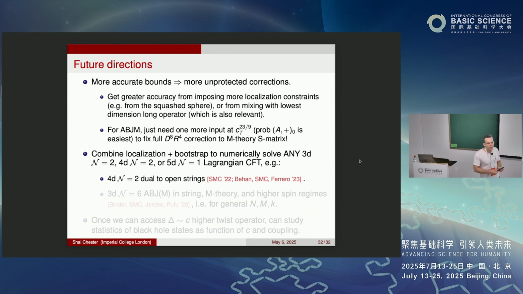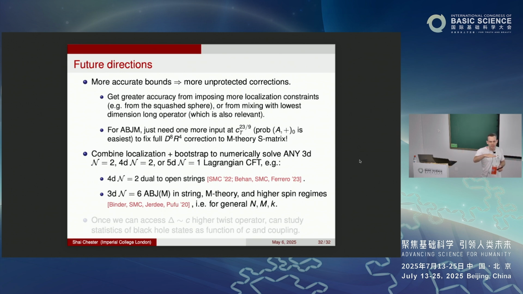And so you can study both open string scattering as well as closed string scattering, but all the same methods apply. You have localization, you have integrated constraints. And so I've had a series of papers about that, doing both analytic as well as numerical bootstrap. You could also study ABJM for general values of K.